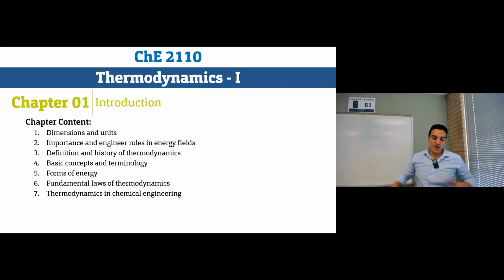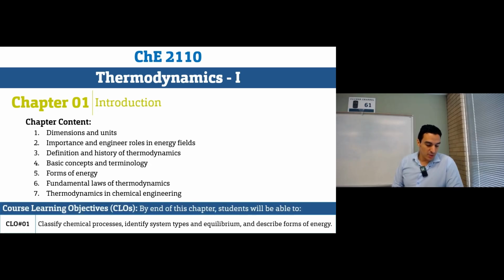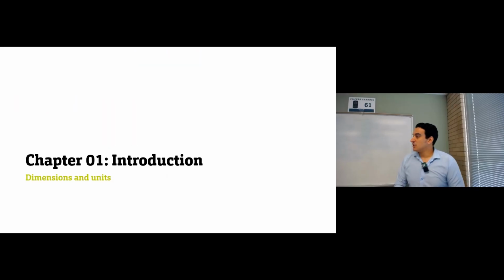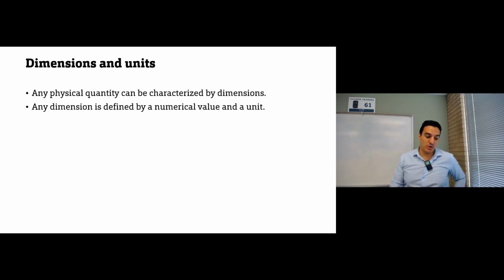This is just a quick overview, and starting from next lectures, we will start to talk about the history of thermodynamics, what is meant by thermodynamics, and continue the chapter we have. Okay. The important things from this chapter are that you know what is meant by chemical process, what is meant by system, what the types of system are, the concepts of equilibrium, forms of energy. All of these things we will cover as we proceed with the content. So let's start with the revision, the dimensions and units.